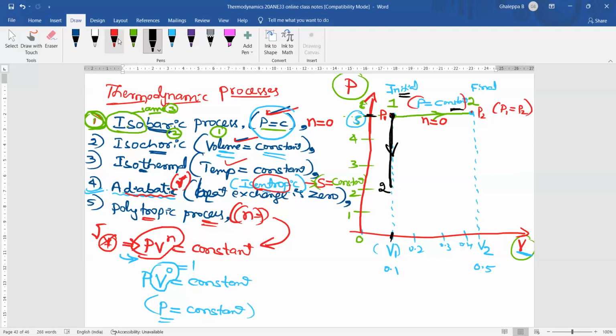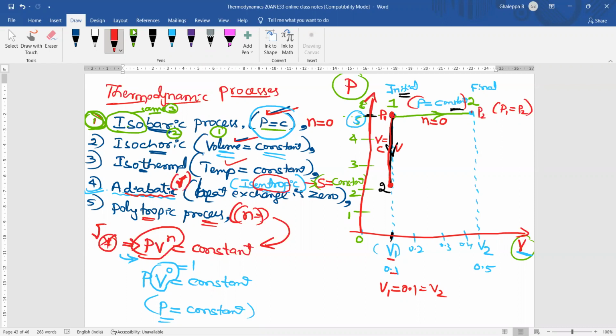So in this vertical line, the initial point is V1. Okay, V1 is equal to 0.1. So here the volume is the same. The process ends at point number 2. What is the volume at point number 2? 0.1. Okay, here volume is equal to constant. We need to write that the volume is equal to constant.